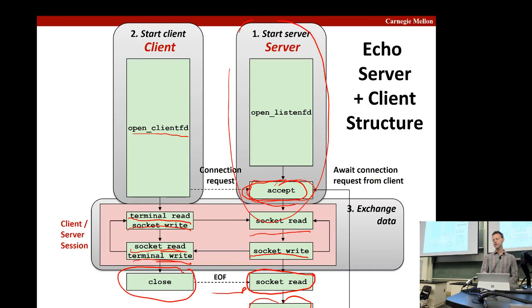This is showing a case where there's just a single client. In general, the server can have accepted a whole bunch of connections, and when you close, you drop that one particular connection but you're still servicing the others, and so forth. Any questions on that?